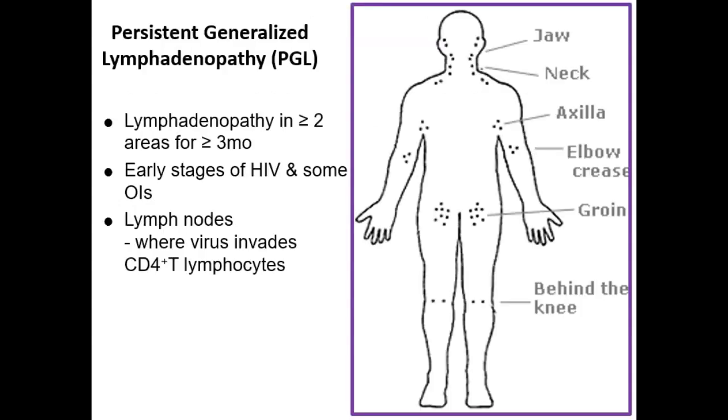Now, what is common in this stage is something called persistent generalized lymphadenopathy. This can be common in early HIV infection or in some opportunistic infections, where the virus invades those CD4 T lymphocytes. So what do we need to know about this? That it's expected, it's rather normal that we would see that around the time of diagnosis.